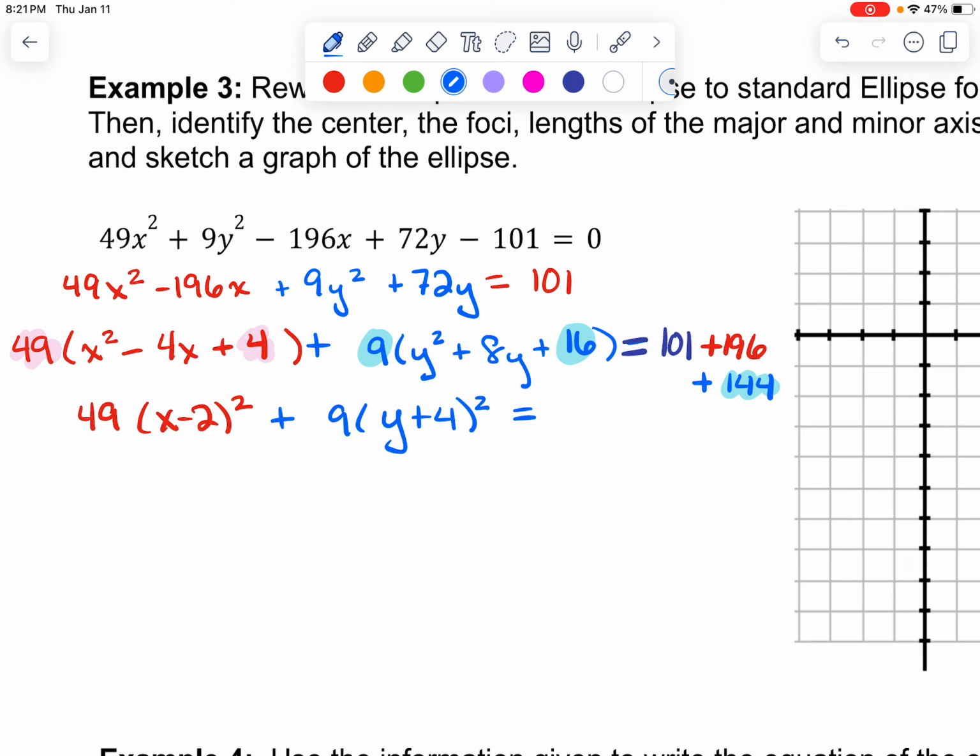And I end up with 441. Okay, looking a little messy, but we're going to be okay. We need to get this set equal to 1 in order to be able to do anything with it. So we're going to divide both sides by 441.